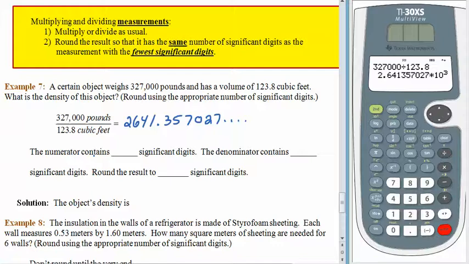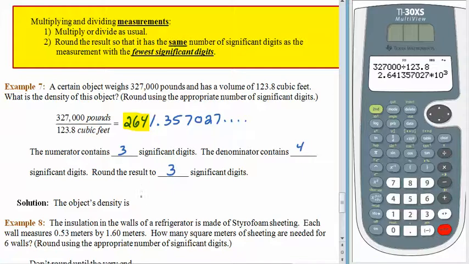Let's see, the numerator. The numerator has how many significant digits? Well, these zeros here don't count. So we have 327, that's just 3 significant digits. The denominator contains 4. There aren't any zeros at all, so we just count all the digits. And the rule says we want to round so that we keep the fewest number of significant digits. So we're going to round the result so that we keep 3 significant digits. And that means this many right there.